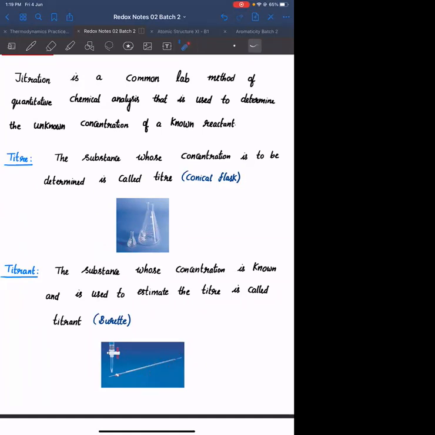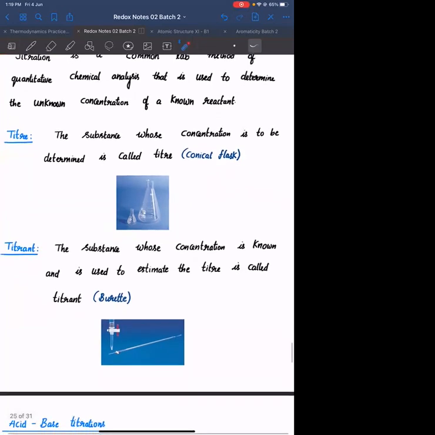When will we stop the reaction? Whenever there is a color change in the reaction. You will be introducing slowly through the burette. Whenever you are seeing a color change, you will stop the reaction and you will use the equation N1V1 equal to N2V2. Is this clear? हाँ सर. We will see how exactly the indicator will work. We will see types of indicators also.